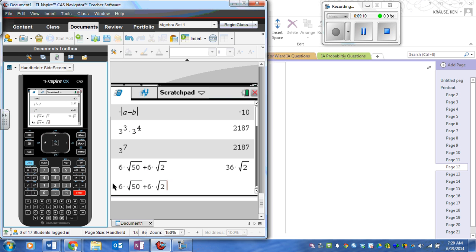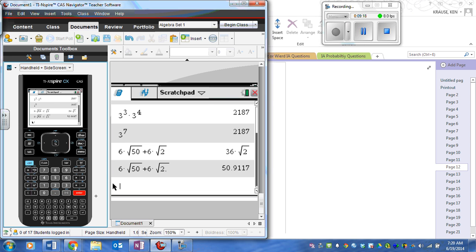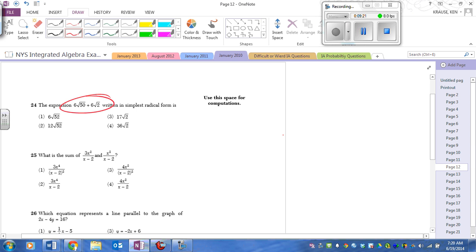Unless the calculator won't do that. I don't think your calculator will do it. Certainly won't do it in test mode. For a decimal point, this is what your calculator should give you: 50.9117. And you saw that if I type all these into the calculator, that'll be the answer. But let's see how you get it.